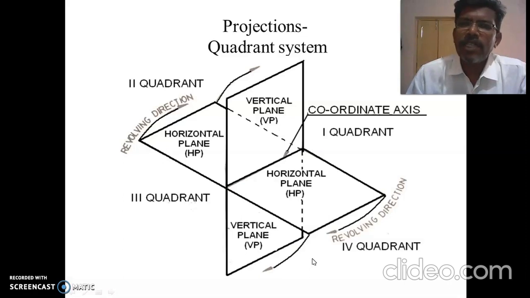When the object is placed in the first quadrant, it is called the first angle method of projection, and when the object is placed in the third quadrant, it is called the third angle method of projection.